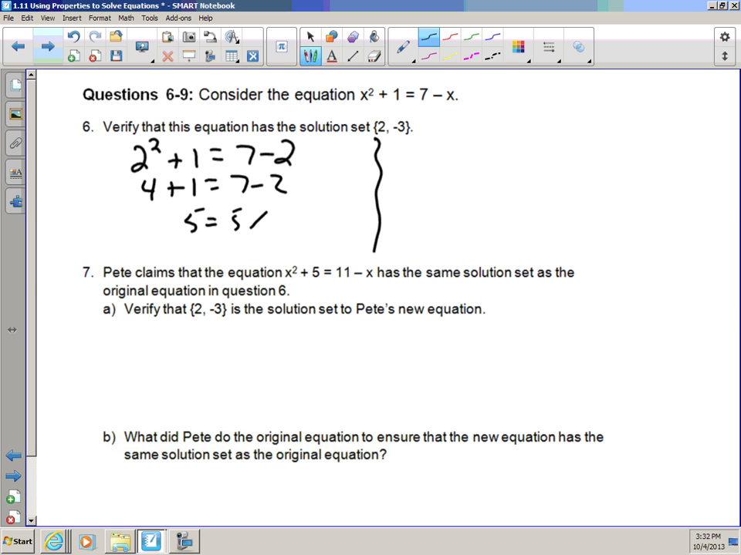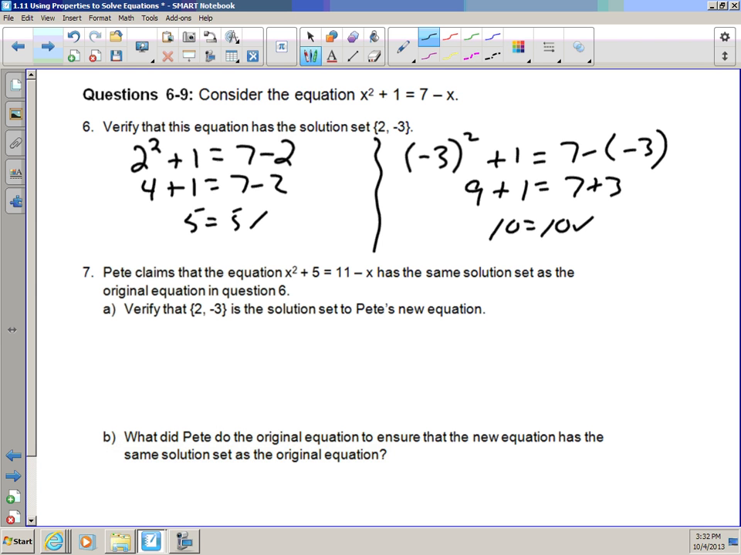Yes. And be careful, negative 3 squared means it's x squared. That means that number times itself. That's why I put parentheses around it. Does 9 plus 1 equal 7 plus 3? Yes. So we verified that 2, negative 3 is a solution set.